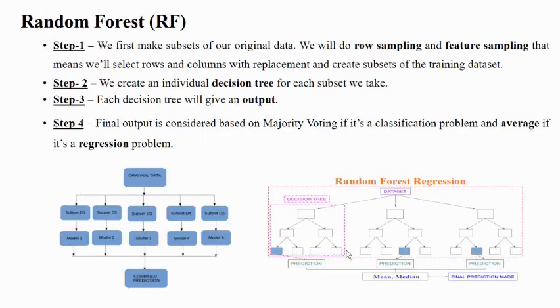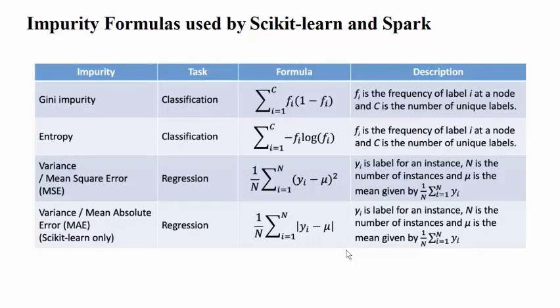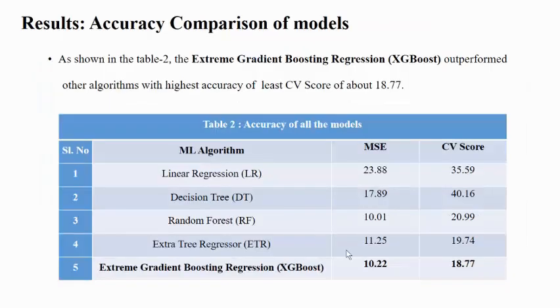Due to time constraints, I would like to skip the methodology part. Coming to the results part, the accuracy comparison of all the models used in the study is shown in Table 2. Finally, extreme gradient boosting regression, XGBoost, outperformed all the machine learning algorithms in this study with the least MSE as well as cross validation score.